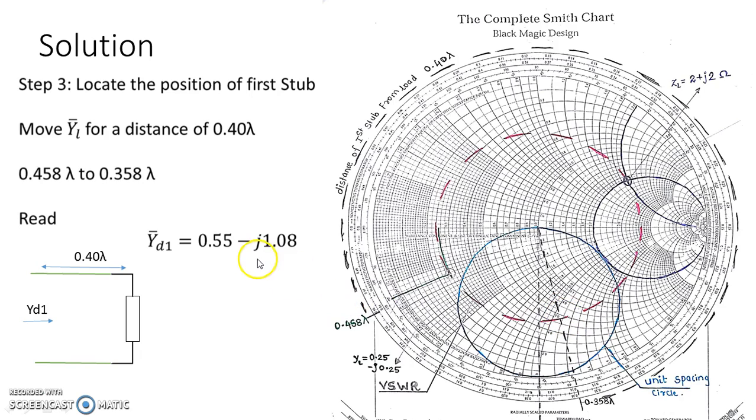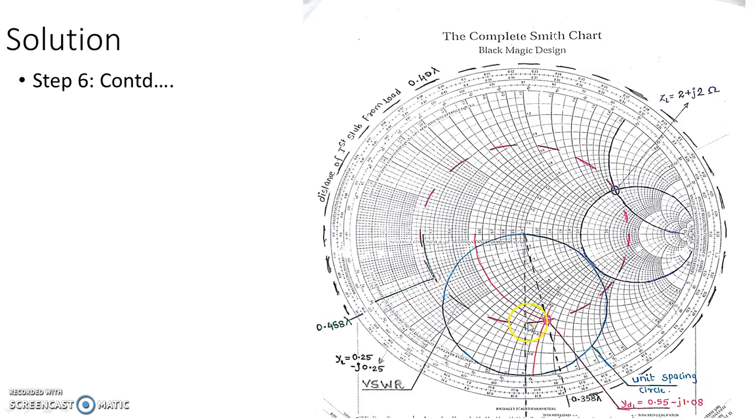If we clearly see it, the resistance circle which passes through this point is 0.55, whereas the reactance circle is 1.08. So the YD1 value is 0.55 minus j1.08 because it is coming in the second half of the Smith chart. So here we have marked the value of YD1, which is 0.55 minus j1.08, clearly marked on this Smith chart.